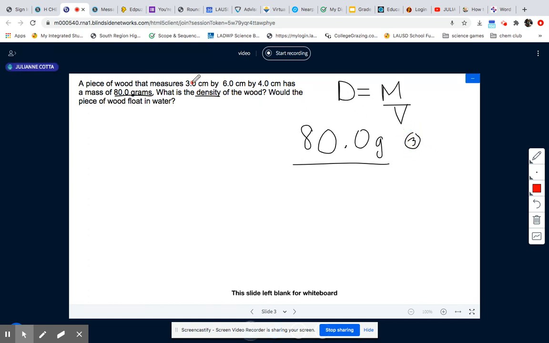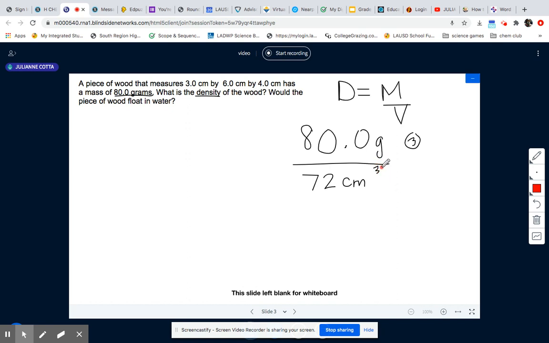Okay, so we need to multiply 3 centimeters by 6 centimeters by 4 centimeters because those are my sides. One side is 3 centimeters, one is 6, and one is 4. I need to multiply those 3 together to come up with my volume of the wood. So 3 times 6 is 18, times 4 is 72. So that's 72 even centimeters cubed.